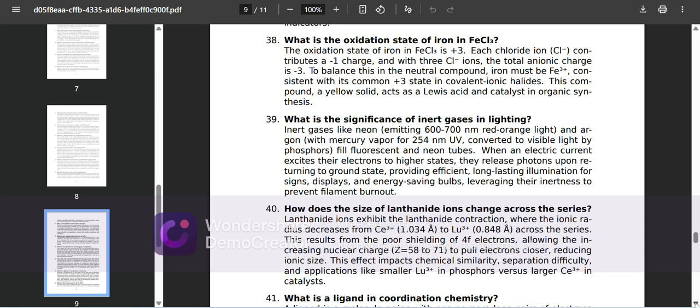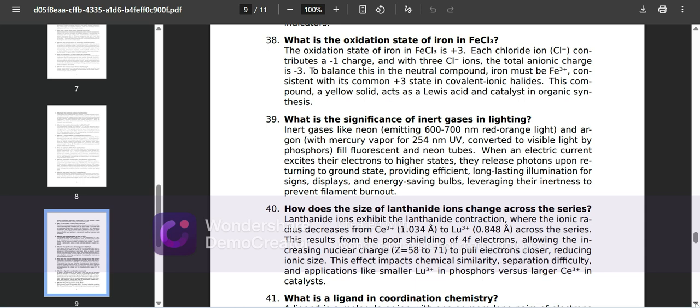What is the oxidation state of iron in FeCl3? The oxidation state of iron in FeCl3 is plus 3. Chloride ion contributes a minus 1 charge, and with 3 chloride ions the total anionic charge is minus 3, to balance this in the neutral compound.